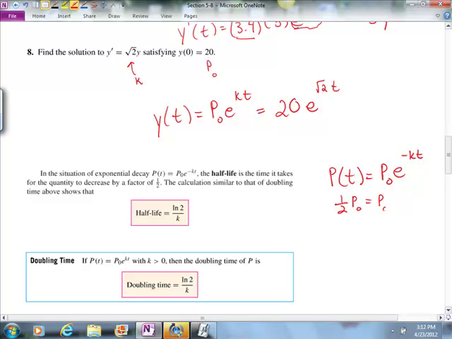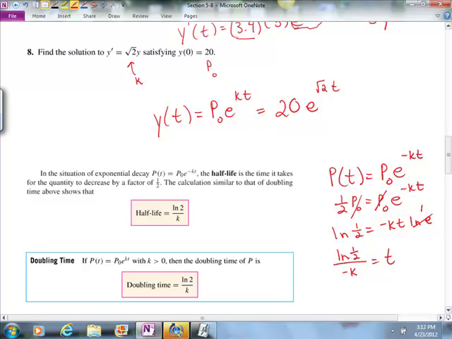And then you'll still have the p naught e to the negative kt. And then your p naughts would cancel here. You take the ln of both sides. You'll have the ln of 1/2 equals negative kt times the ln of e. Well, the ln of e, of course, is just 1. And so you have the ln of 1/2 divided by negative k is equal to t, which would be how long it takes to end up with half of what you started with.